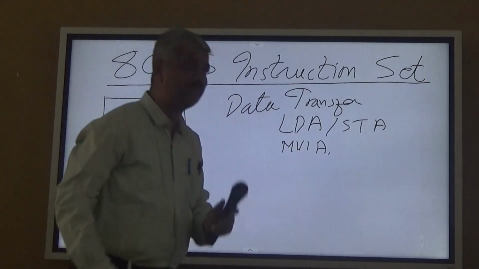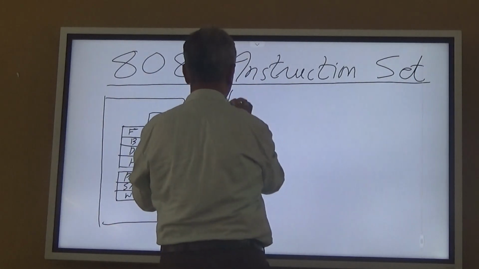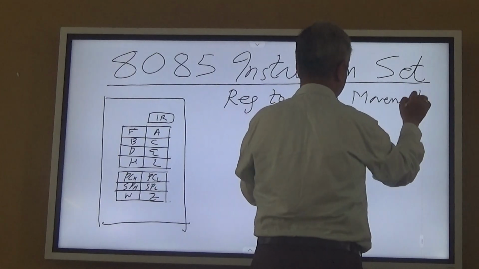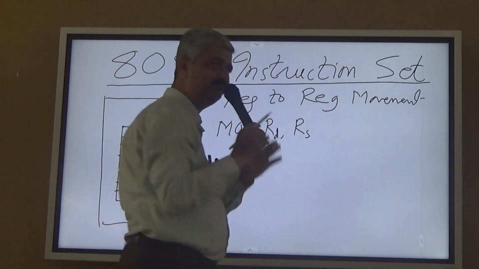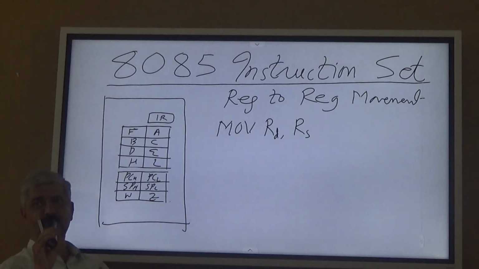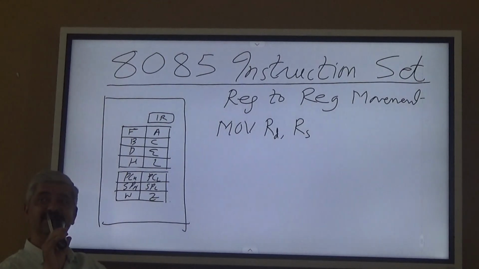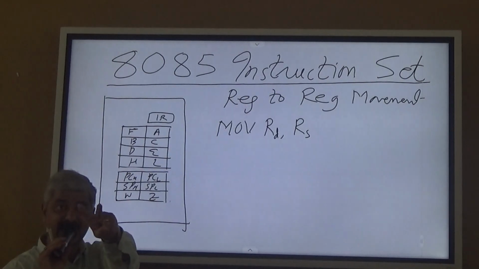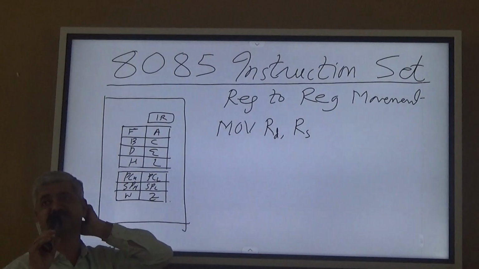I will give an example. The concept is move. Now we focus on the simplest data transfer instruction, register to register movement. Move RD comma RS, where there is a destination register and a source register. How many combinations can RD have? 7 combinations. How many combinations can RS have? 7 combinations. So the total instructions are 49, of which 7 are redundant. Are you getting me? See, RD can have 7 combinations, RS can have 7 combinations, so the instructions are 49, of which 7 are redundant.